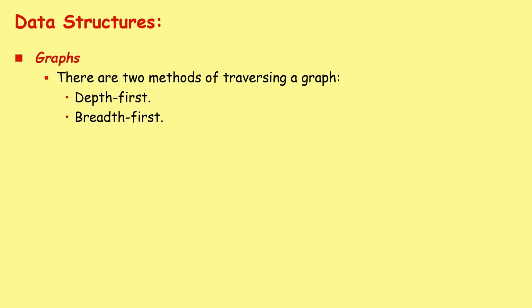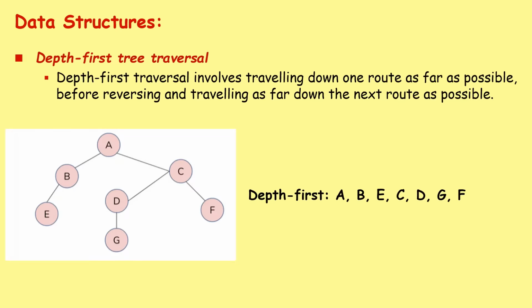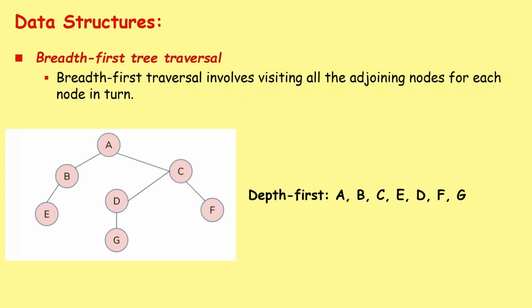There are 2 methods of traversing a graph: depth first and breadth first. Depth first traversal involves travelling down one route as far as possible before reversing and travelling as far down the next route as possible. So with this list of nodes here, we would get A, B, E, C, D, G, F. Breadth first traversal involves visiting all the adjoining nodes for each node in turn. So for this, we would have A, B, C, E, D, F, G.